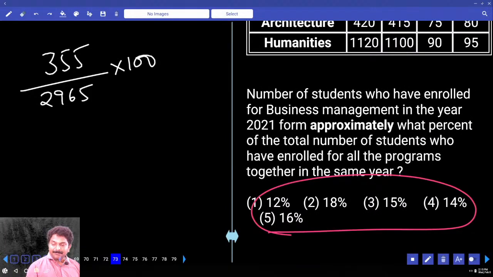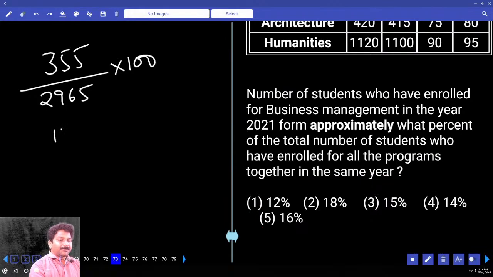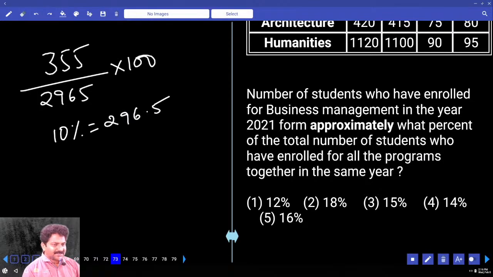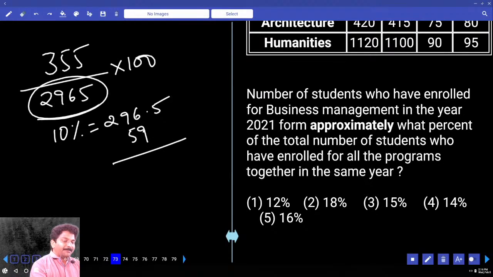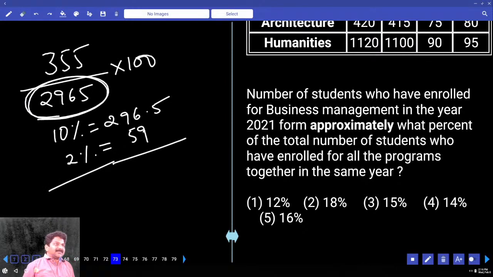Now look at your options. They are between 10% and 20% only. Let me directly calculate how much is 10%, which is 296.5. Approximately I'll treat it as 296. Our numerator is how much more than this number? 59 more. Approximately I will treat it as 60. What is 1% of the denominator? Approximately 30. Then our number is approximately 60. Then this would be 2% only. 12% answer.